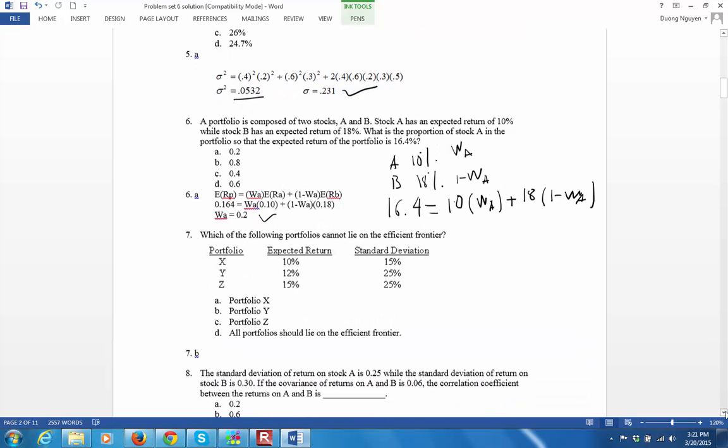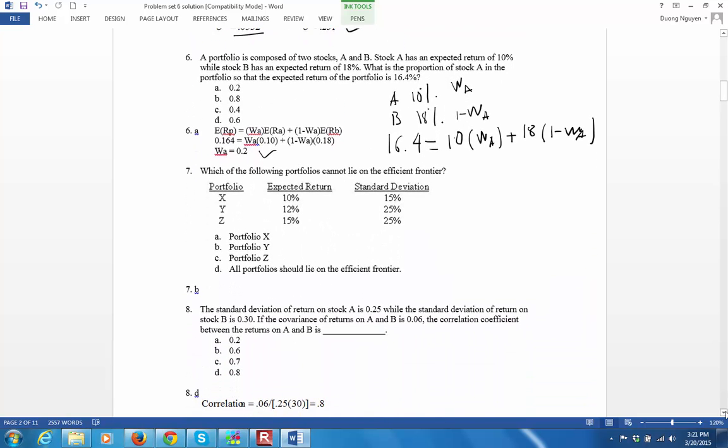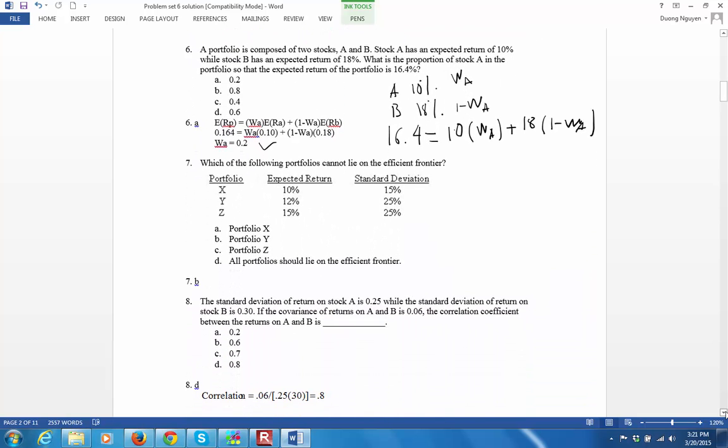Now number 7: which of the following portfolios cannot lie on the efficient frontier? If any portfolio is on the efficient frontier, it is an efficient portfolio. Efficient portfolios are those that give the investor the highest return at a given standard deviation, or the lowest standard deviation at a given return.